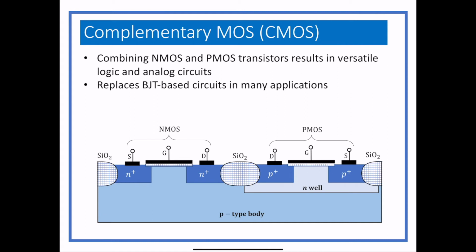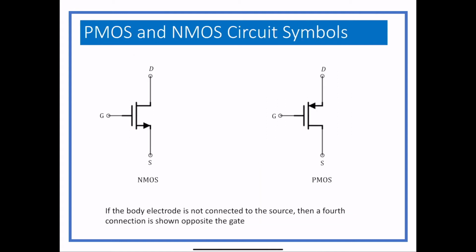So circuit symbols for each are basically with arrows telling you which way the current is going. With PMOS, the current is shown as coming out of the drain, and in NMOS, it's shown as coming into the source. And those look like they're doing the same thing, but they're kind of not.